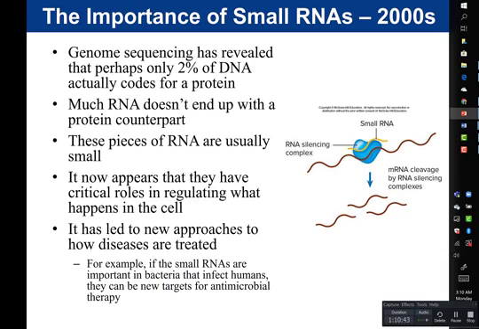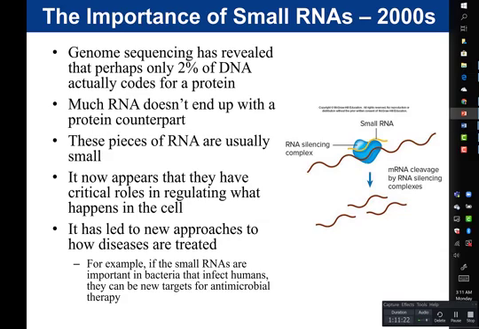And it now appears that they have a critical role in regulating what happens in the cell. They control how long the mRNA hangs around, for example. So they have a very critical role, even if they're not used to code for proteins, because normally mRNA is used to code for proteins. But these other small RNAs, even though they don't code for protein, still have a very important role. And this has led to new approaches in how diseases are treated.